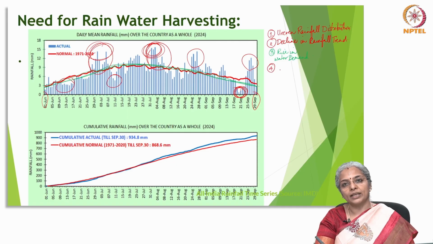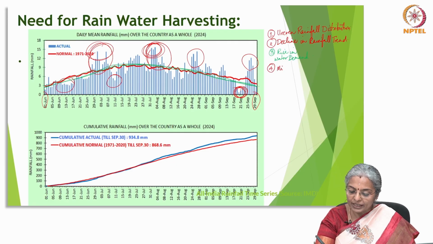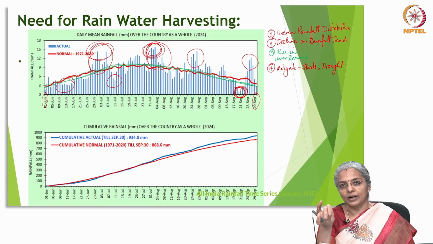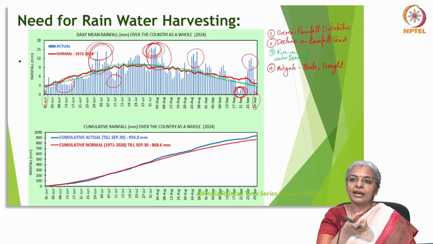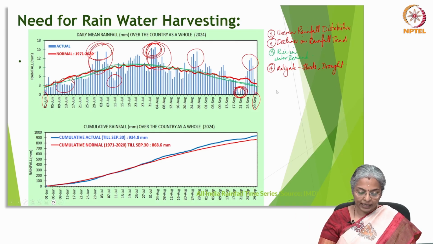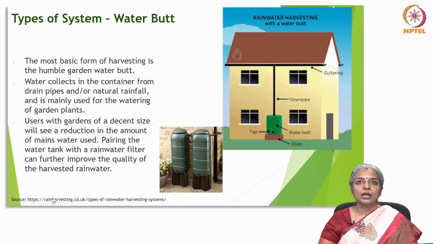And by storing this, what happens? We can mitigate not only floods but also drought. So, when there are spikes of rainfall, and if we are able to save that water, we will be able to mitigate flood, and using this saved water during the lean period will help us to mitigate the drought also.